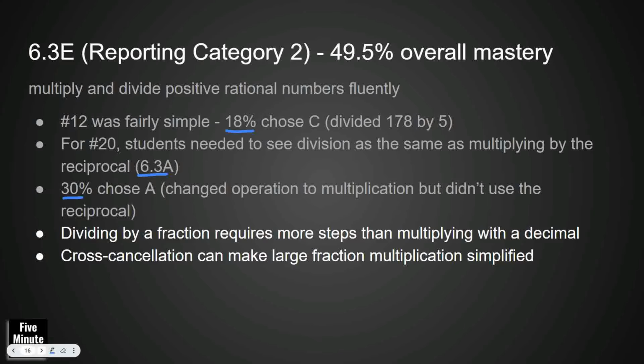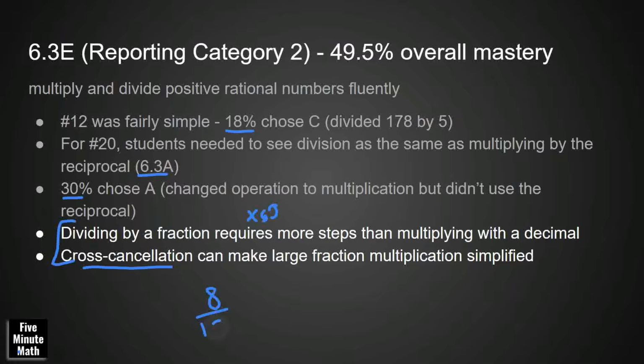So dividing by a fraction requires more steps than multiplying by a decimal, right? So obviously the first problem was just as long as you recognize it as multiplying by a decimal, pretty simple. Dividing by a fraction requires you change the sign and then you flip and find the inverse or the reciprocal of whatever number you're dividing by. And that cross cancellation or basic simplification could have made that large fraction simplified a lot easier.